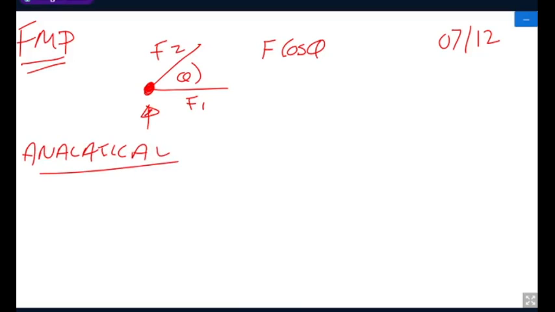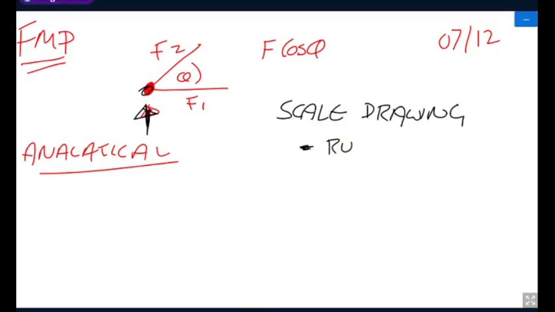We've also got to be able to do it by scale drawing, which means you need a ruler. This is what I said last week, because you can't do it without a ruler. Obviously, it's quite hard to do this face to face, but you'll need a ruler because you've got to scale it. I would suggest you do it on graph paper, although you don't necessarily need it, and you need a protractor.